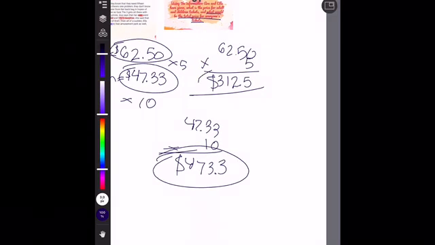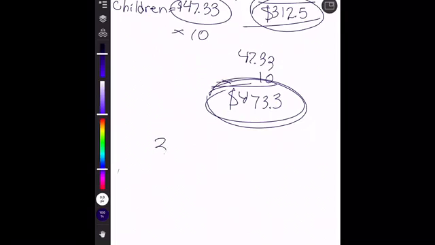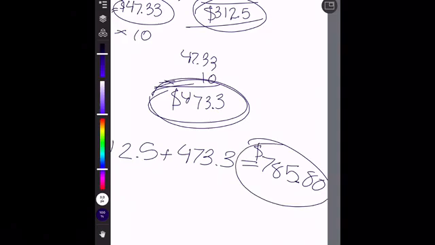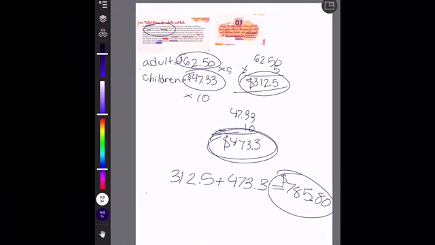Now we need to take these two numbers and add them together. So it is 312.5 plus 473.3. That equals 785.80. So this would be the price for the tickets for everyone going on the trip.